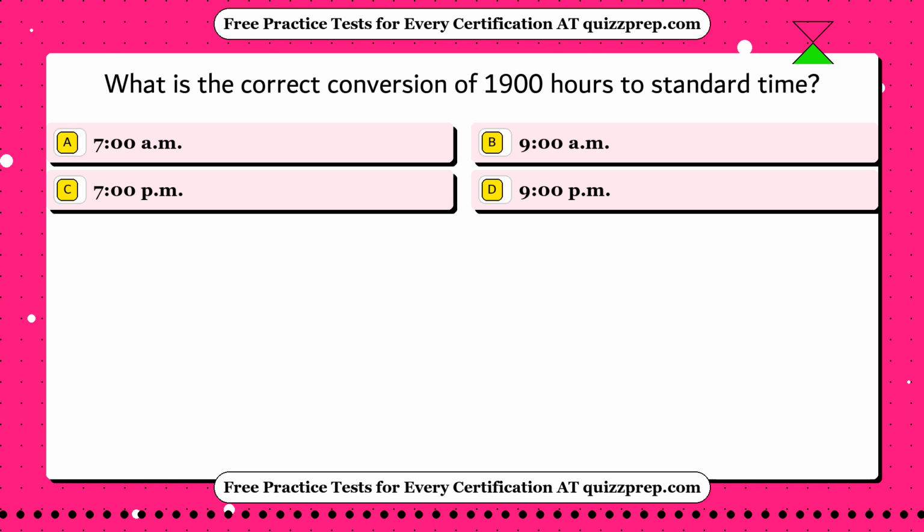Question 9. What is the correct conversion of 1900 hours to standard time? Option A. 7 a.m. Option B. 9 a.m. Option C. 7 p.m. Option D. 9 p.m.